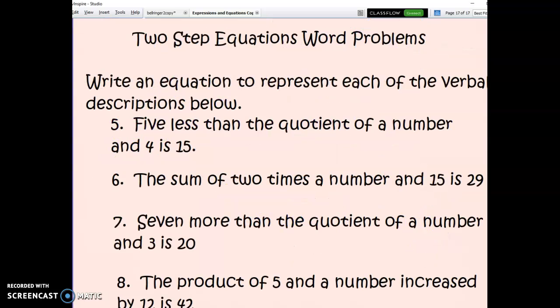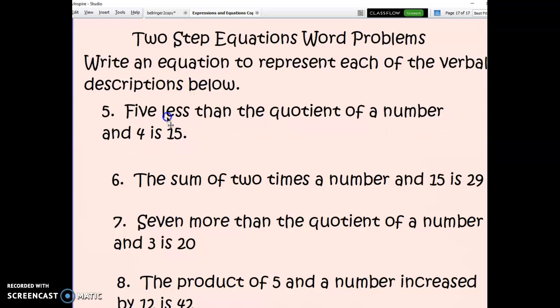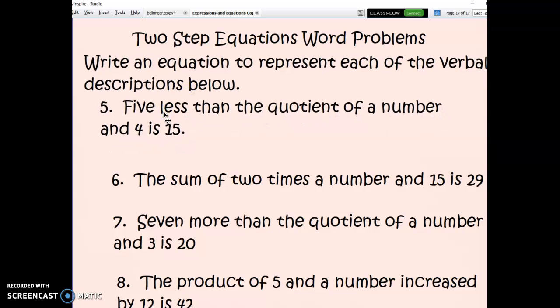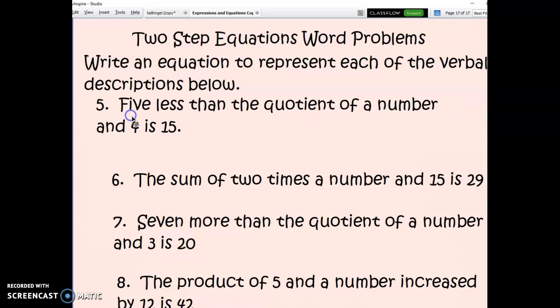These are different problems. These are called verbal expressions or verbal descriptions. We're going to take each one and just write an equation. We're not going to solve it. So we're going to read through these. We've got 5 less than the quotient of a number and 4 is 15.